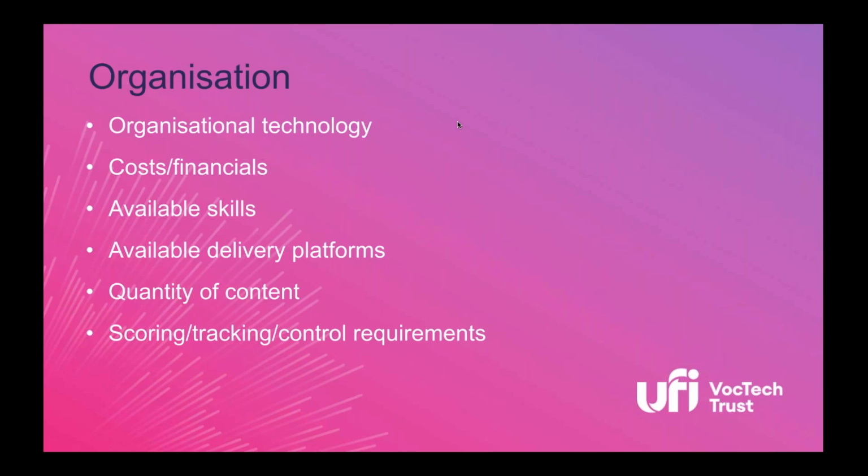Available skills. Particularly in your training department, what skills have you got available, and what do you need to learn? What do you need to add? What delivery platforms are available? How much content have you got? Very important: what scoring, tracking, and control requirements are required in your organization? What do you need to know about what people are learning?